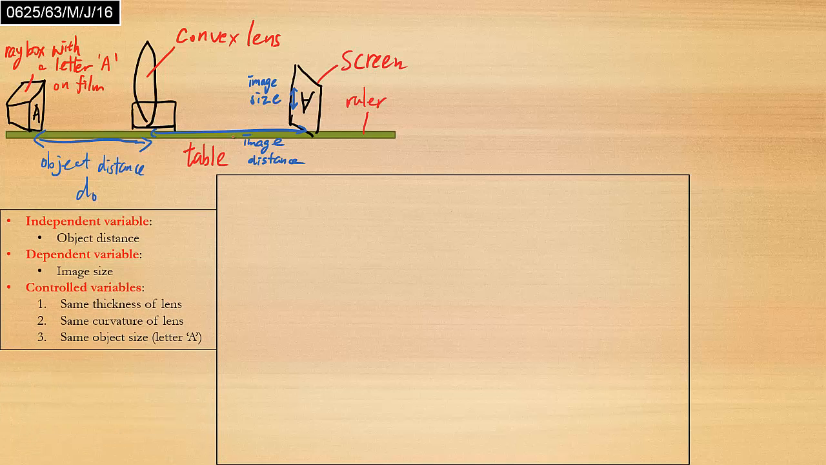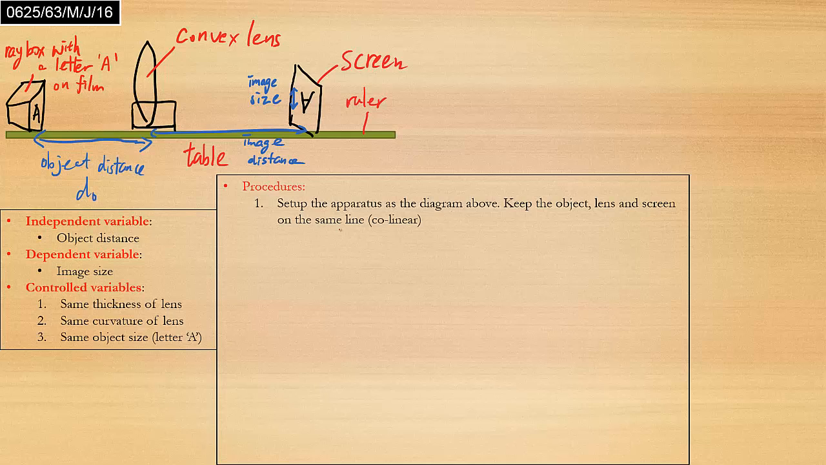For the variables, obviously the independent variable is the object distance, something that you change, and at last when you measure, you measure the output as the image size on the screen. For the control variable, it would be the same lens basically, so the same thickness and the same curvature. These two are different, so don't think they are the same thing. They could be two independent different variables here, and they act as control variables here. And lastly, it will be the same object size. That means the same letter, so usually you don't change to another letter A here.